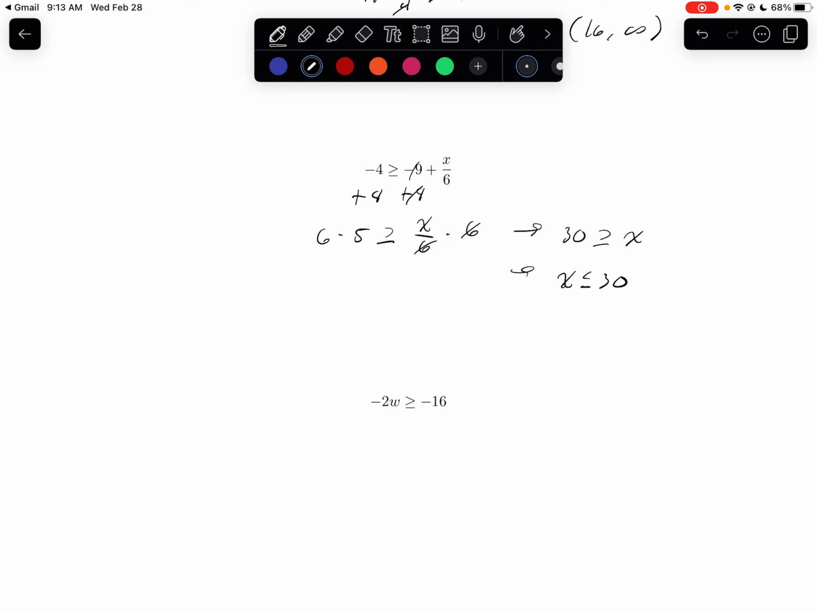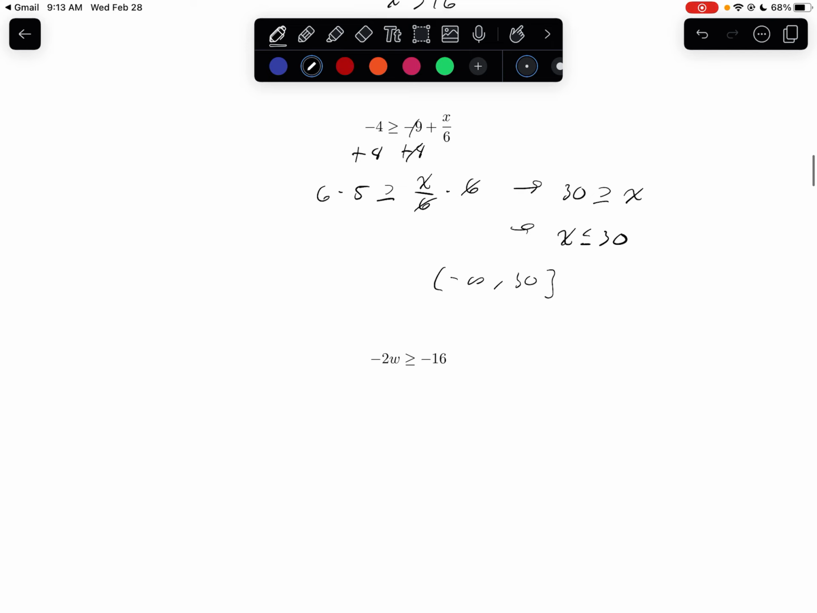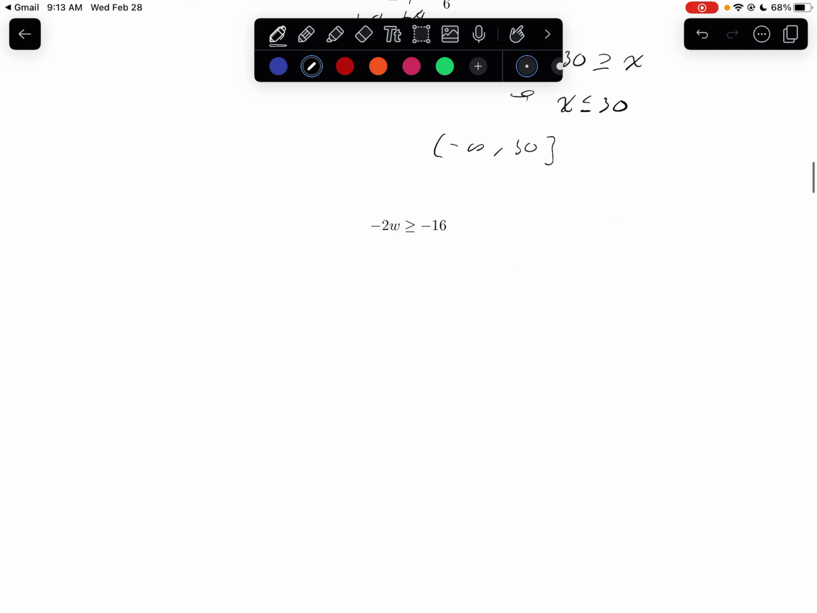So on the left-hand side, we're going to have a parenthesis at negative infinity, because negative infinity is obviously less than 30. And then we're going to go up to 30, and we're going to include 30, so we're going to do a closed bracket here. That's like having a filled-in circle here. That's the interval notation version of that. So we have negative infinity to 30, including the point 30.